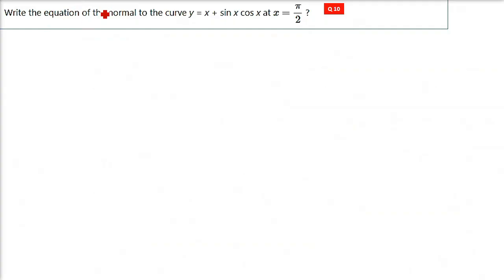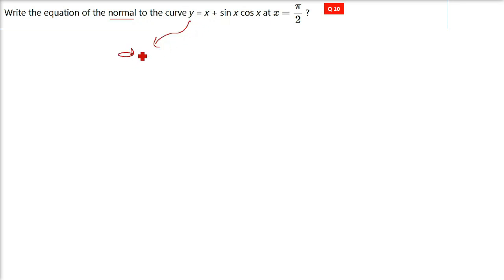Write the equation of the normal to the curve y equals x plus sin x cos x at x equals pi by 2. Now this is a very straightforward question. Just differentiate. You already have the point x equals pi by 2, and if you want to find the value of y, because you need the coordinates, and you have to find the equation of not the tangent but the normal. So let me differentiate it first.